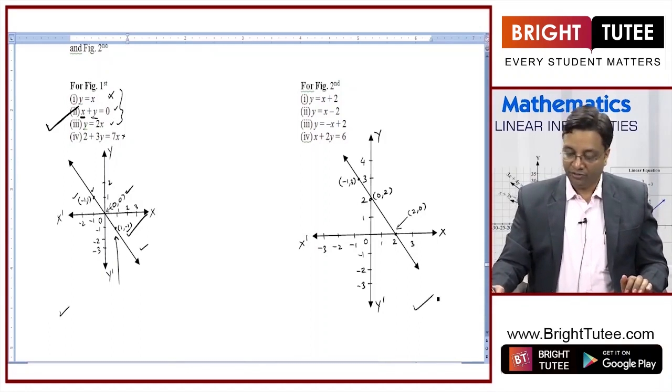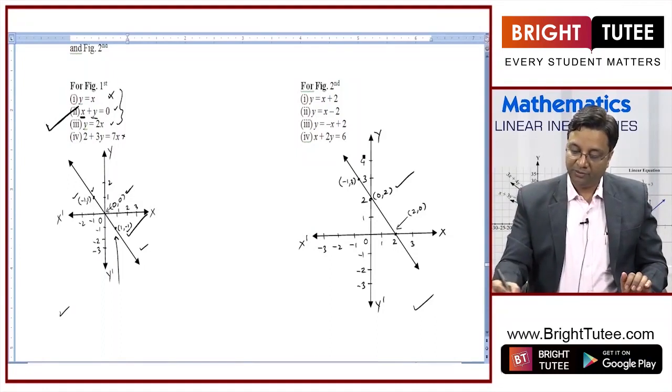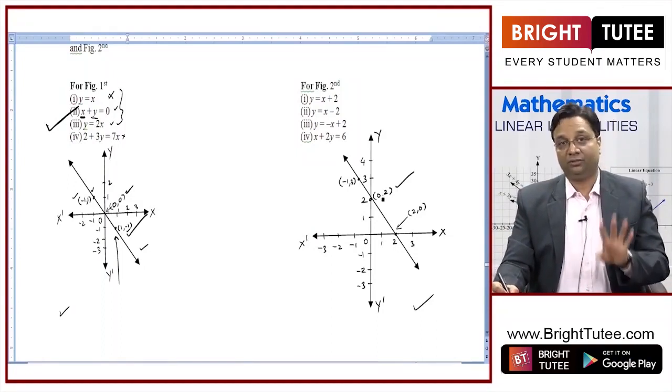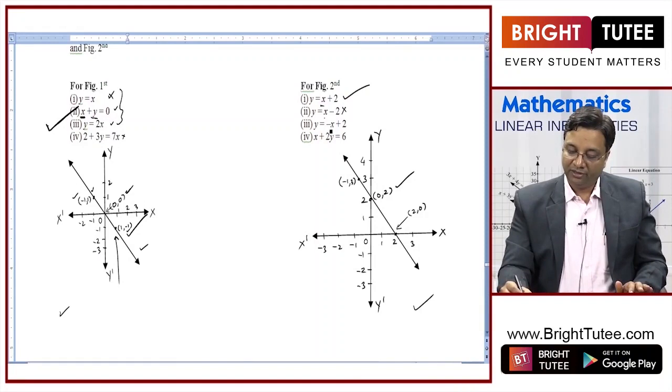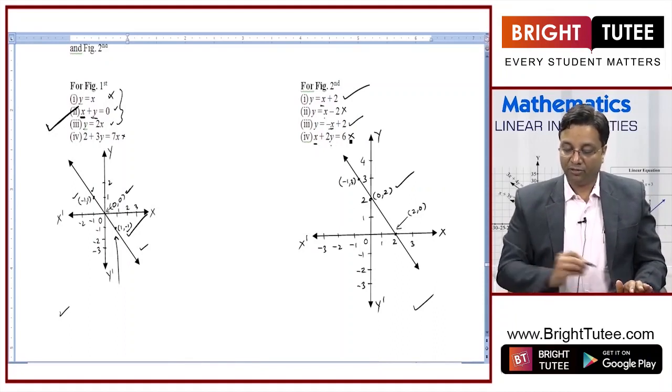Similarly, let us do this one. Let me check for 0, 2 first. If I put x equal to 0, y should be equal to 2. So in this, if I put x equal to 0, y is 2. If I put x equal to 0, y is minus 2, so this is not a solution. If I put x equal to 0, y is 2, so this may be a solution. If I put x equal to 0, y is 3, so this clearly cannot be a solution.